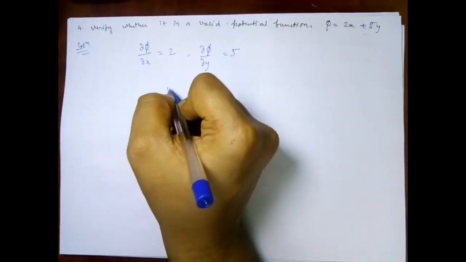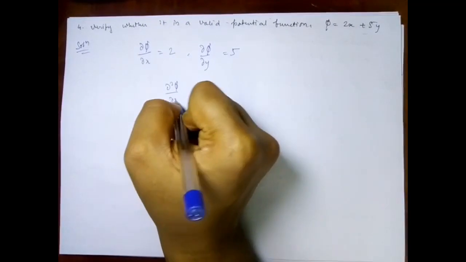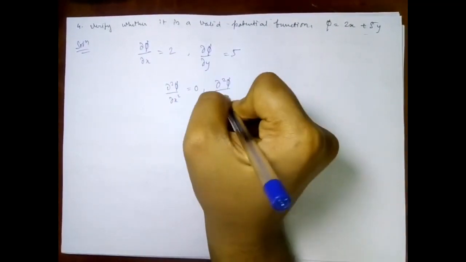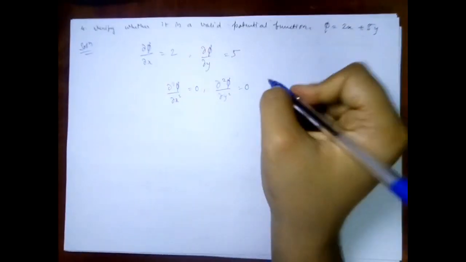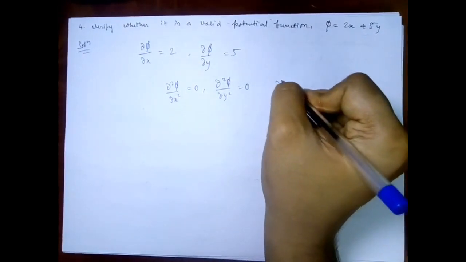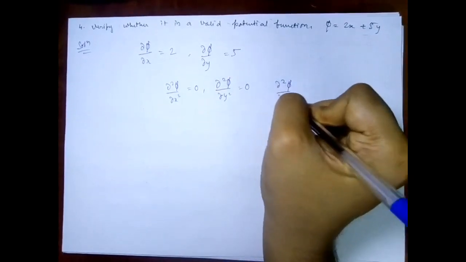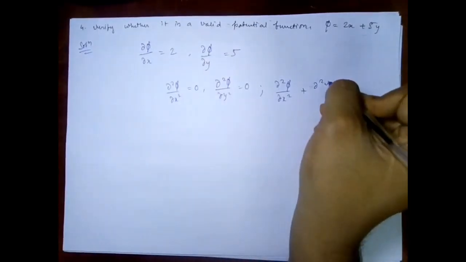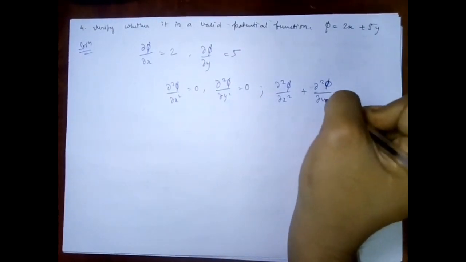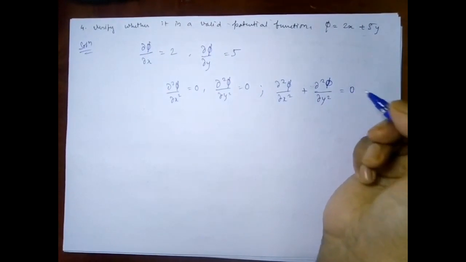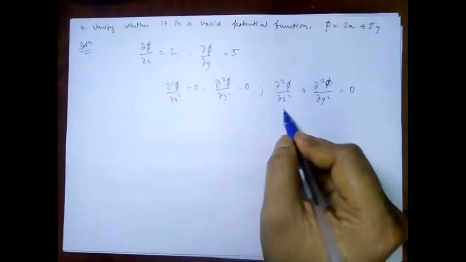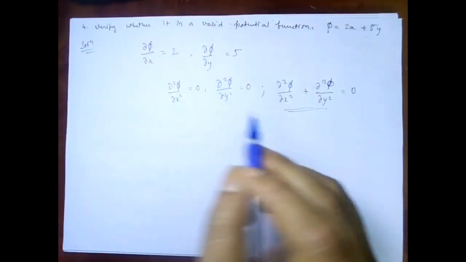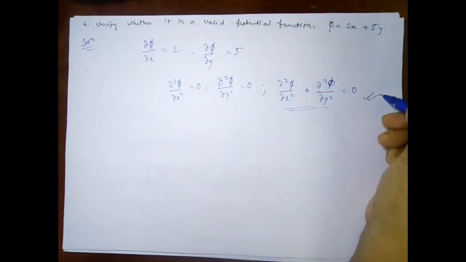So again, del square phi upon del x square is equal to 0, and del square phi upon del y square is equal to 0. And you know the Laplace equation is del square phi upon del x square plus del square phi upon del y square should be equal to 0, because this is our Laplace equation, and thus this is also equal to 0, and therefore it is a valid potential function.